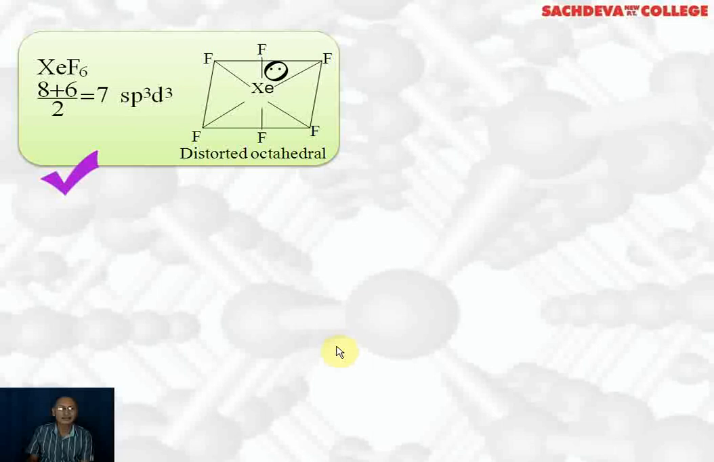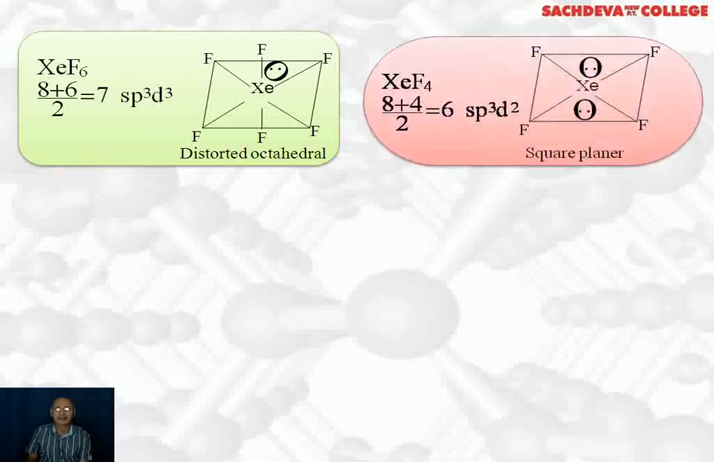XeF6: the central atom xenon has 8 valence electrons. We add 6 fluorine atoms, divide by 2, we get 7. sp3d3 hybridization, so the expected shape is pentagonal bipyramidal. The actual shape is distorted octahedral. Why? Because there is one lone pair of electrons. So due to the lone pair of electrons, its shape is distorted octahedral.